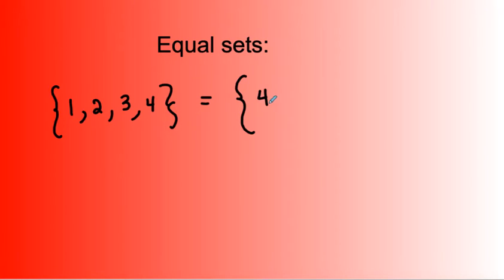All right. We can also have equal sets. Now, if I have the set {1, 2, 3, 4}, it would be equal to {4, 2, 1, 3}. The order in which you put them doesn't really matter. They're still equal sets. Although in math, it's usually good to go from least to greatest.